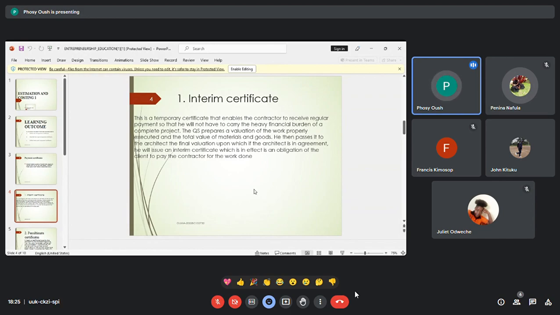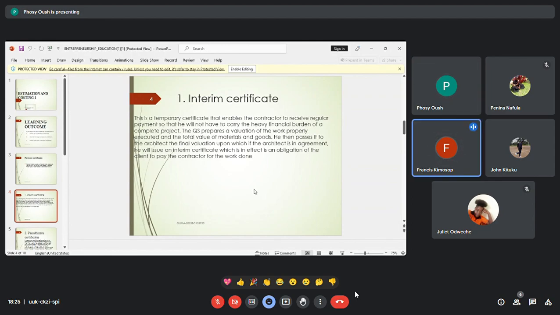So can someone take us through this certificate? We have the interim certificate. Yes, Francis. Okay. Interim certificate. This is a certificate that enables the contractor to receive regular payments.